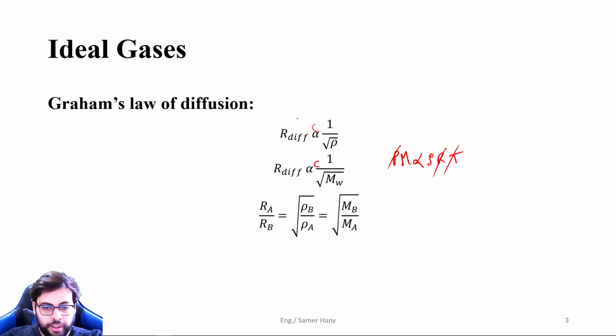Alright, so if we have two different gases, we can describe the ratio between their diffusion rates, or which gas has a faster diffusion than the other, just by dividing both relations. So the rate of gas A over the rate of gas B would be the square root of the density of gas B over the density of gas A, or the molecular weight of gas B over the molecular weight of gas A. Alright, and that's all we need to know about Graham's law of diffusion.